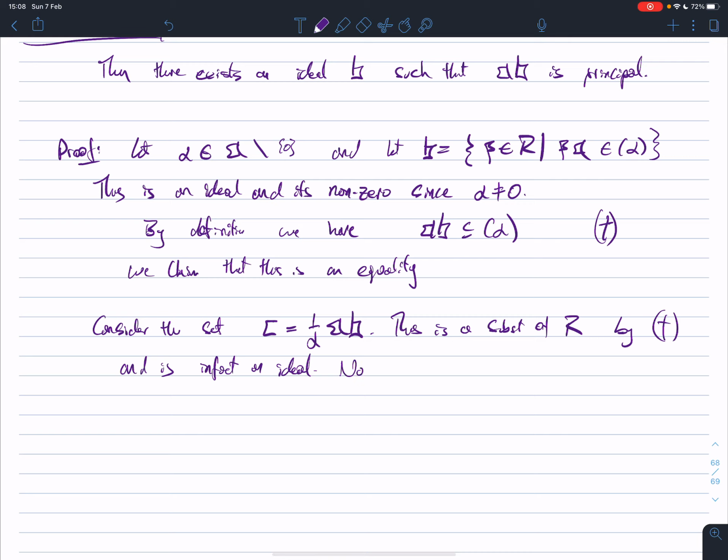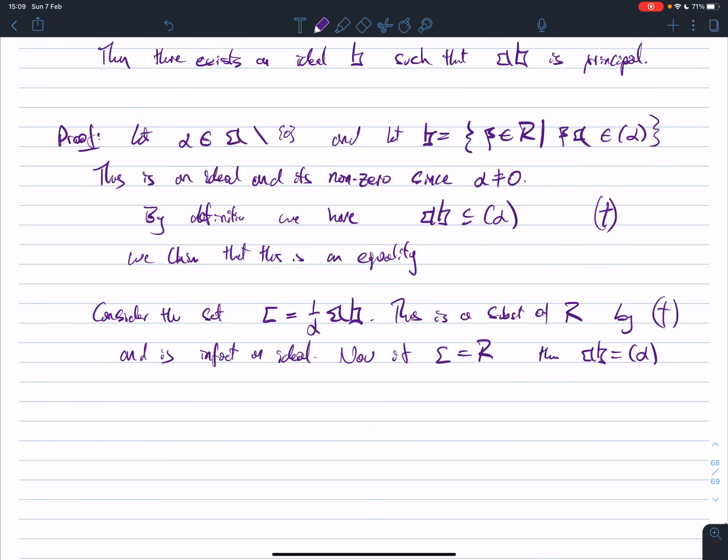Now, if C equals the whole ring R, then we're done. Then A times B equals alpha. Just imagine this is R. Somehow you can do this multiplication of ideals. You can just multiply up essentially on both sides, and you'll get this equality here. This works if you're careful enough with your ideals. So if this is the case, we are done. So let's assume that this isn't the case.